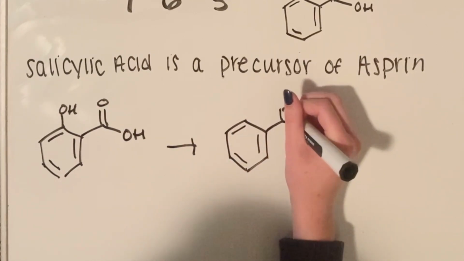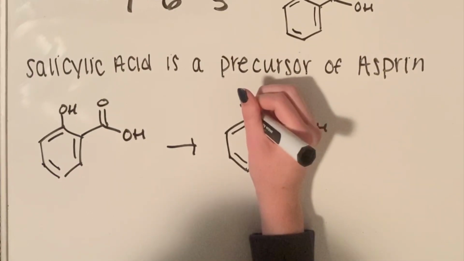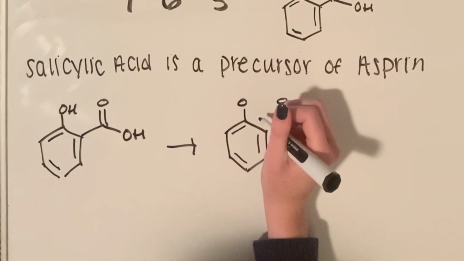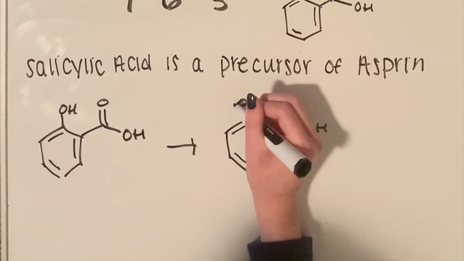Salicylic acid is also a precursor to aspirin. This means that aspirin is prepared from a chemical synthesis of salicylic acid. Salicylic acid is a naturally occurring compound from the bark of willow trees and spirea bushes.